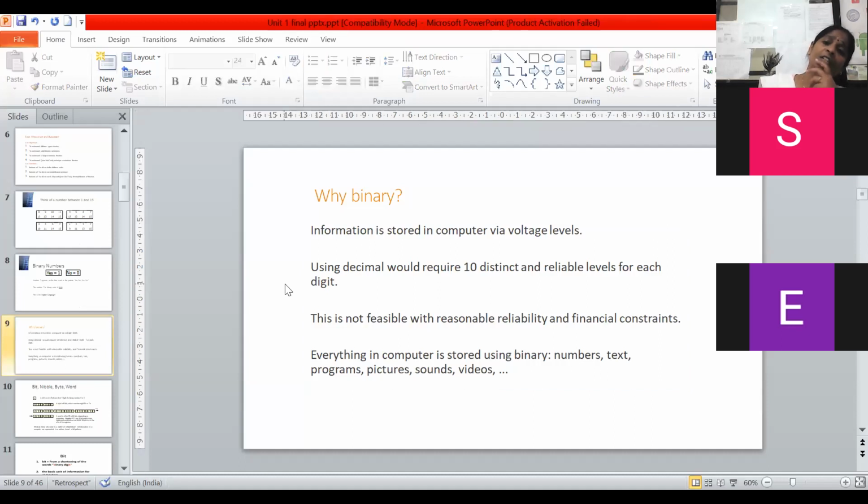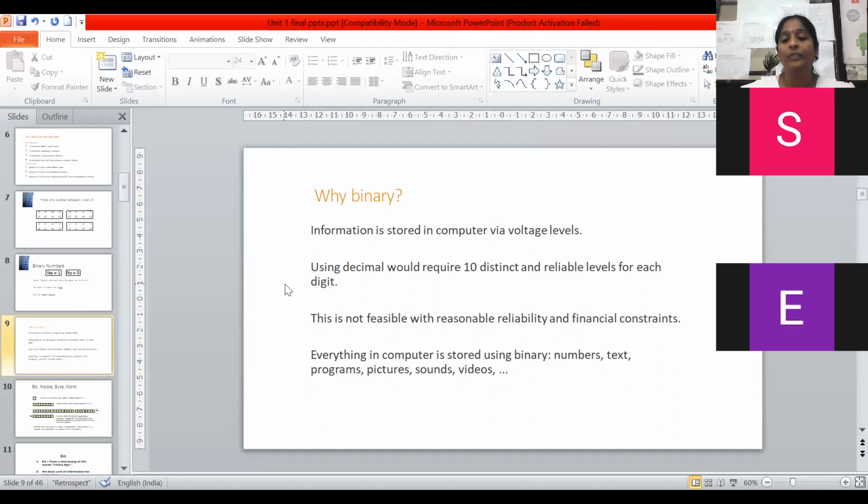If I consider the decimal number system, how many numbers do we have to remember? At least 10 numbers you are supposed to remember, 0 to 10. But what happens with digital? With digital, I only remember 2 digits, 0 and 1. So from the remembering point of view also, binary is easy.